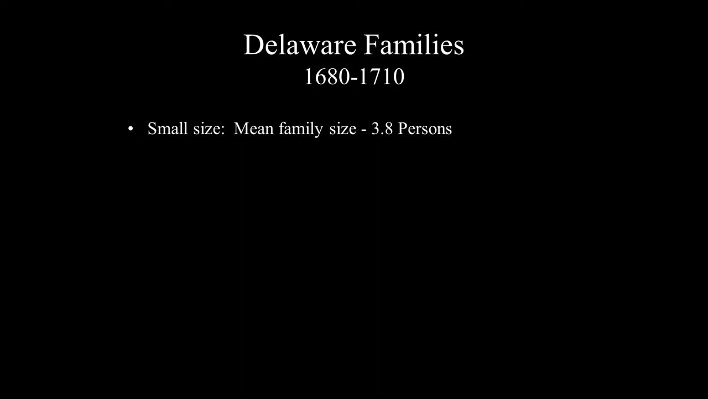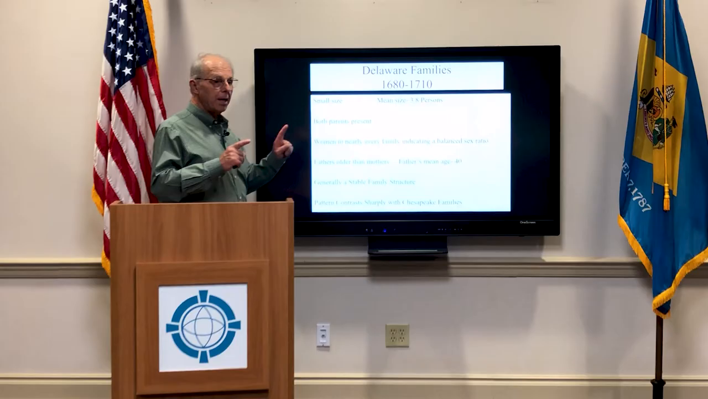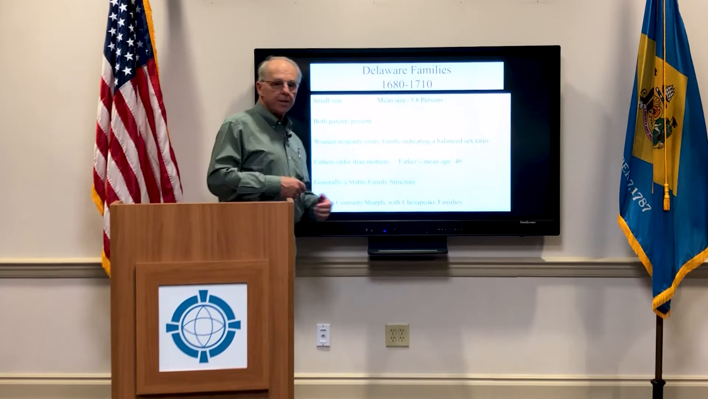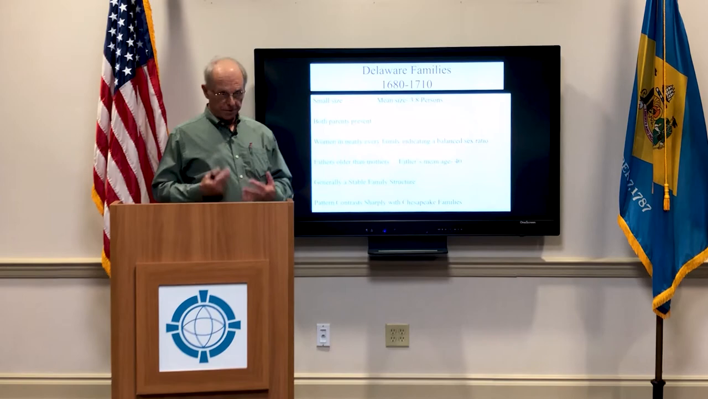So what do we see? The mean size is relatively small. It's much smaller than the Chesapeake. The Chesapeake's is roughly double that. About 3.8 persons is the mean size of a family. Both parents are present in most cases. Sometimes they're co-joined families, but both parents will be there, which at this point in Chesapeake colonization is a rarity. Children growing up in the Chesapeake colonies of Maryland and Virginia most likely lost a parent or both of them before they reached majority.